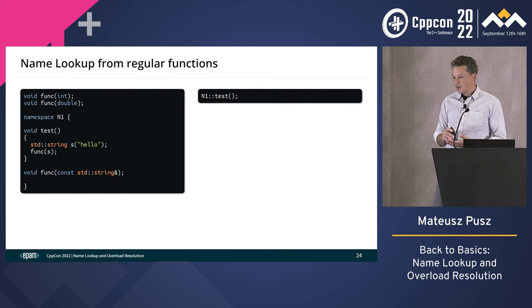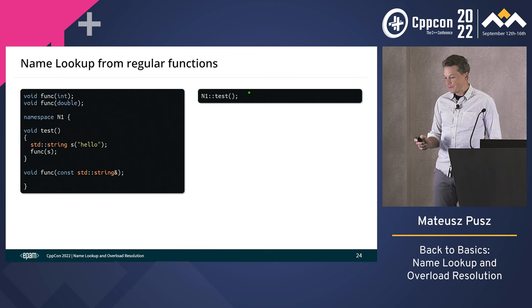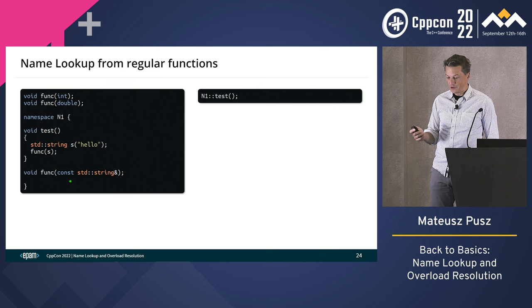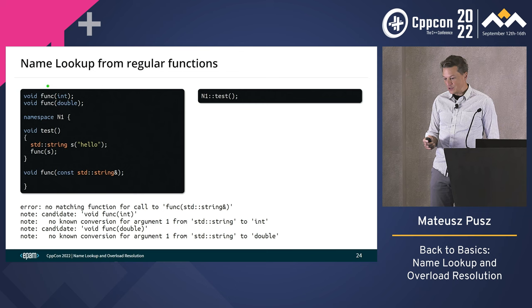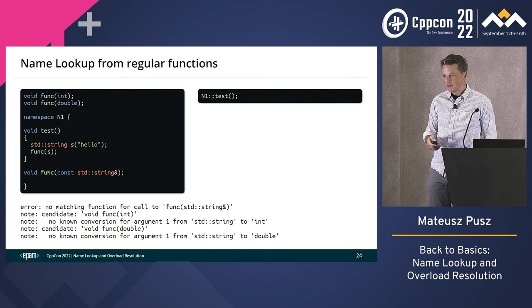All right, so we are calling a function test in namespace N1 and trying to find the function that's defined after the call site. Of course, it will not compile, right? It will find those two in the other namespace, in the parent namespace. And the function that is actually defined in the same namespace will not be found because it's defined after the call site.